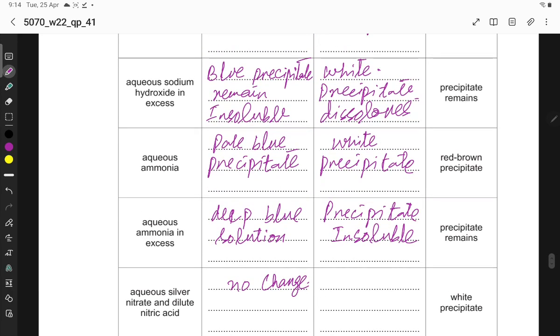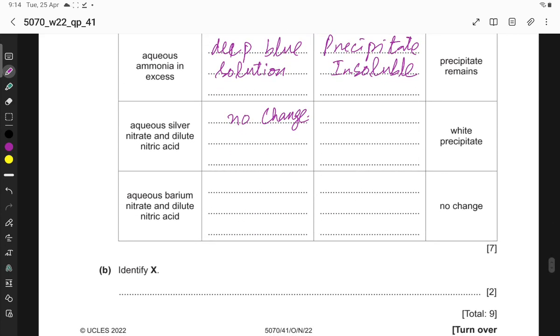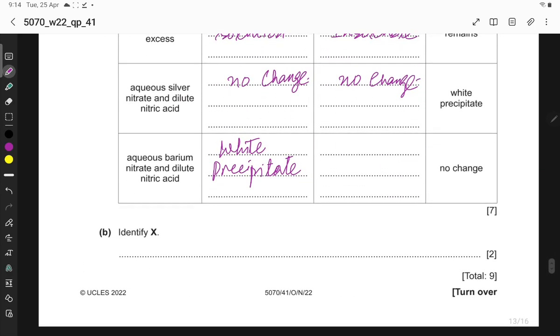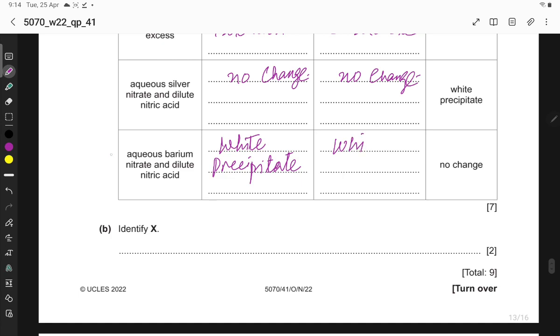And silver nitrate, no change. Aqueous barium nitrate, white precipitate, so this is also aluminum sulfate, so again white precipitate with barium nitrate. This is the test of sulfate ion, this is the test of chloride ion. White precipitates.